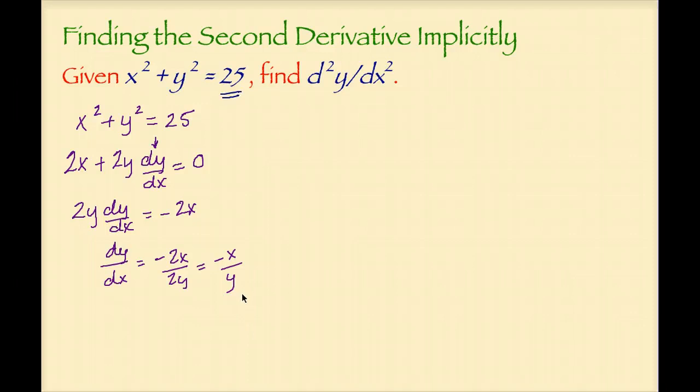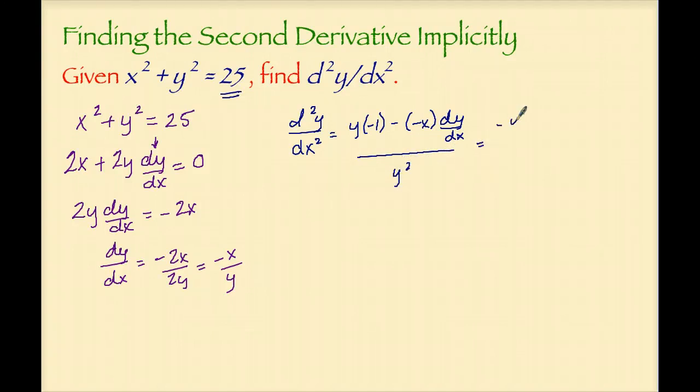Now for the second derivative, I'll need to use the quotient rule since the result of my first derivative is a quotient. We're going to have d2y over dx squared is equal to the bottom, which is y, times the derivative of the numerator, which is a negative 1 dx dx, minus the numerator, negative x, times the derivative of the denominator, which is 1 dy dx, all over the denominator squared.